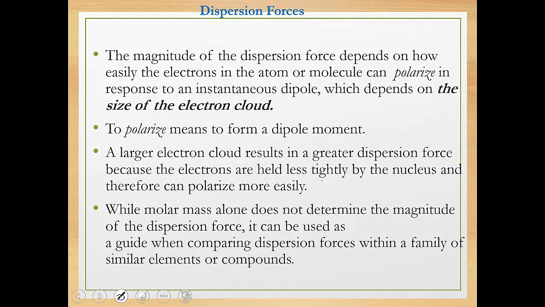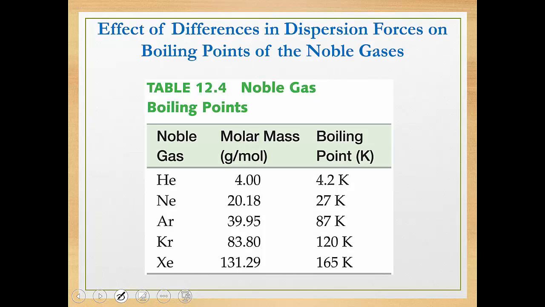Okay, now molar mass alone is not the only factor to determine how big your dispersion forces will be, but in general we can use that as a guide to compare dispersion forces. So if you want to look at trends in the periodic table, you can base that on size or molar mass. For example, in table 12.4 in your book, it talks about the boiling point of the noble gases. And remember, noble gases are very stable atoms, stable molecules for the ones that are diatomic.